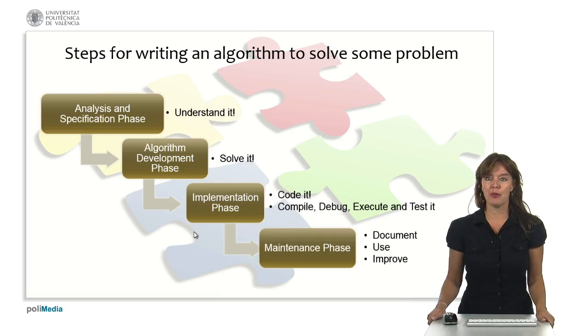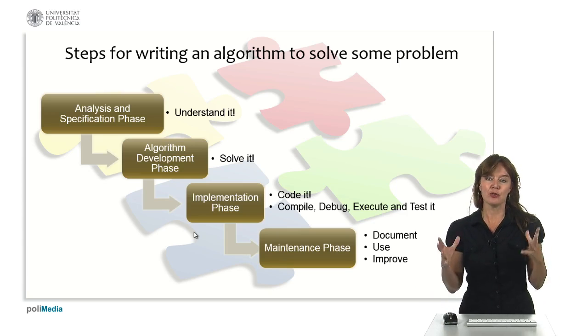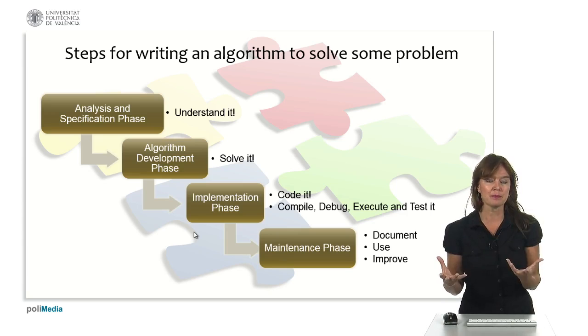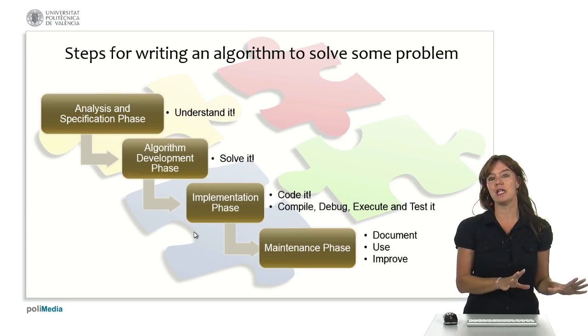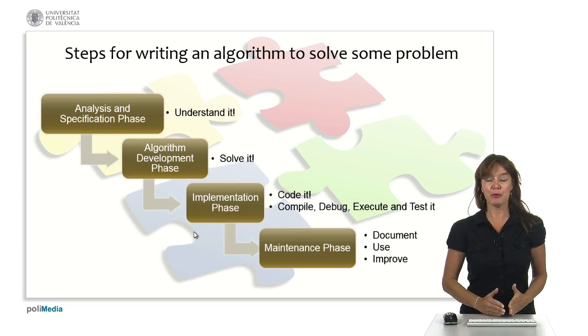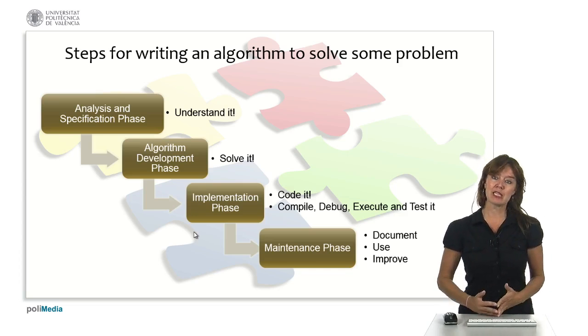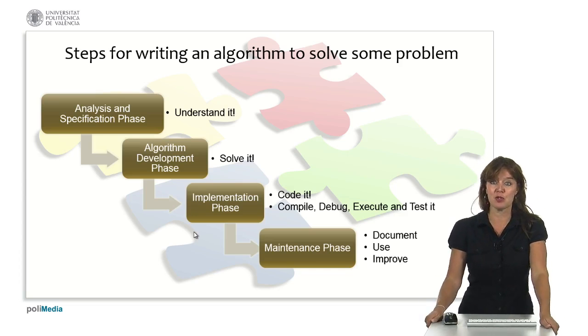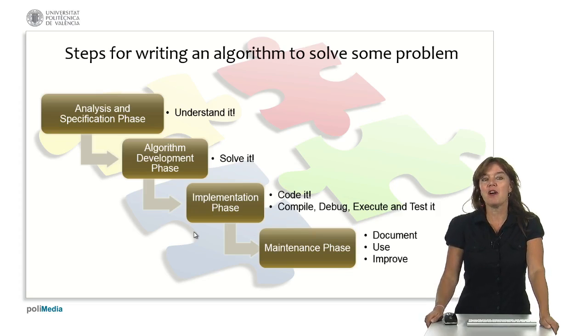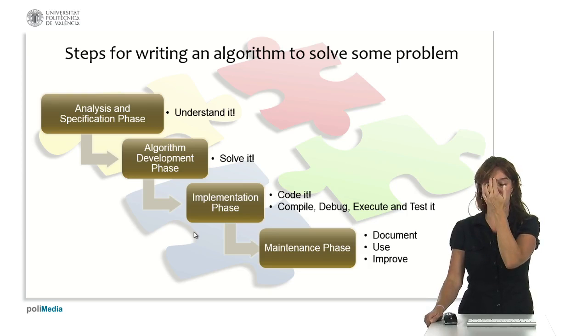And once you have this algorithm that you typically write down in pseudocode because you're not really coding yet, you're trying to find a solution to a problem. And once you have the solution, you go to the implementation phase. And in the implementation phase, you code it using a real high-level programming language, you compile it, you debug it, execute your program, and test whether it actually does what you want it to do. And finally, when you finish, you go into the maintenance phase where you actually use the solution, document it such that other people can also use it, and improve it if it's necessary.